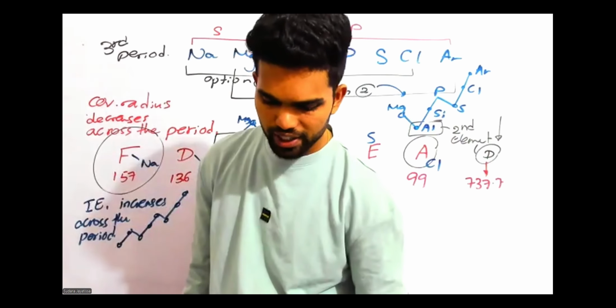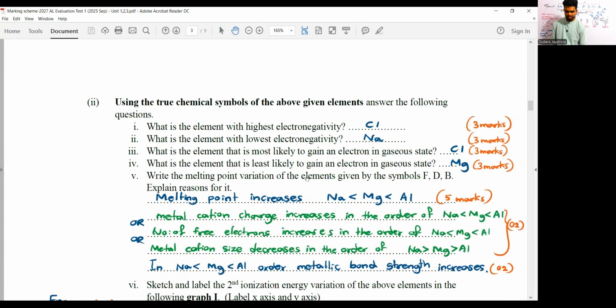Now after identifying those, you have to try the rest. What is the element with the highest electronegativity? From this list, the highest electronegative element is chlorine, because our correct option is sodium to chlorine. Electronegativity increases across the period. We are ignoring the noble gases, since the noble gas is not in our option. So chlorine is the most electronegative element from the list. And then it is asking which element has the least electronegativity. The lowest electronegativity is with the sodium element, the first one.